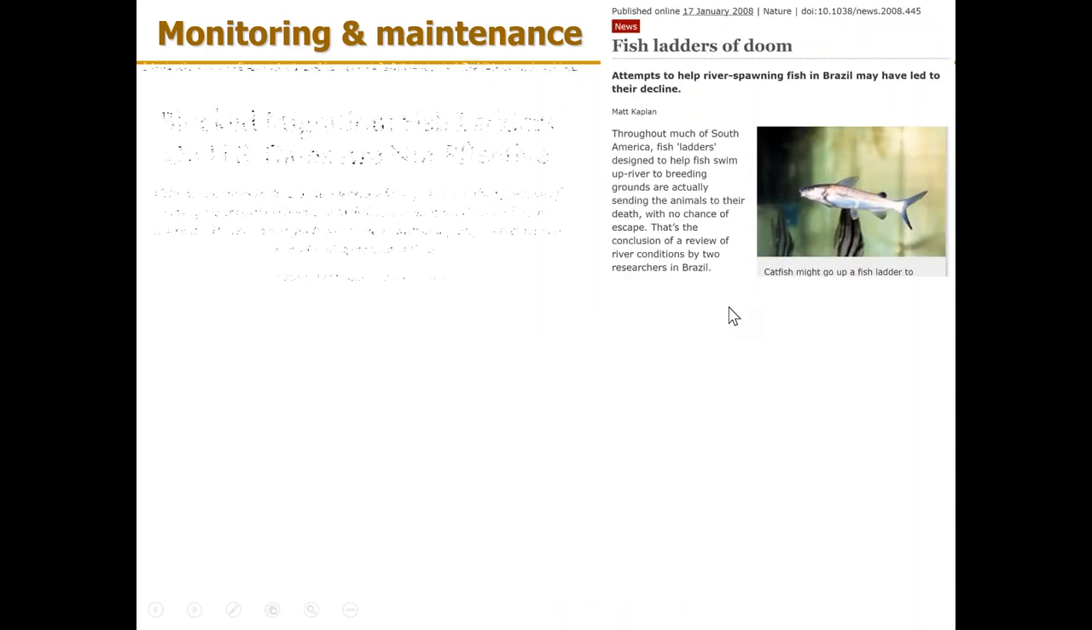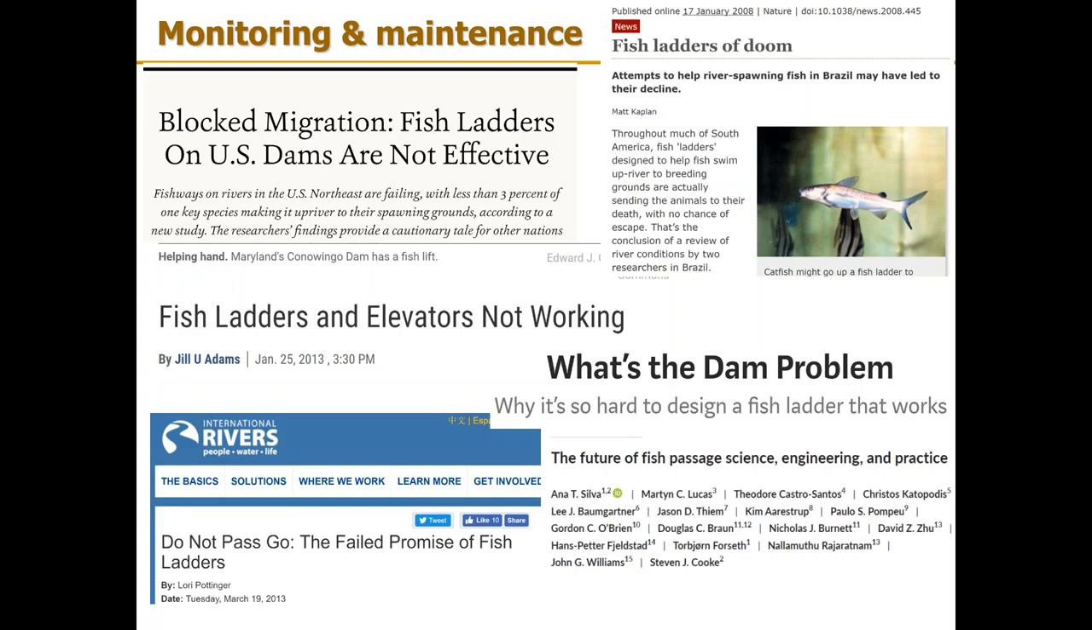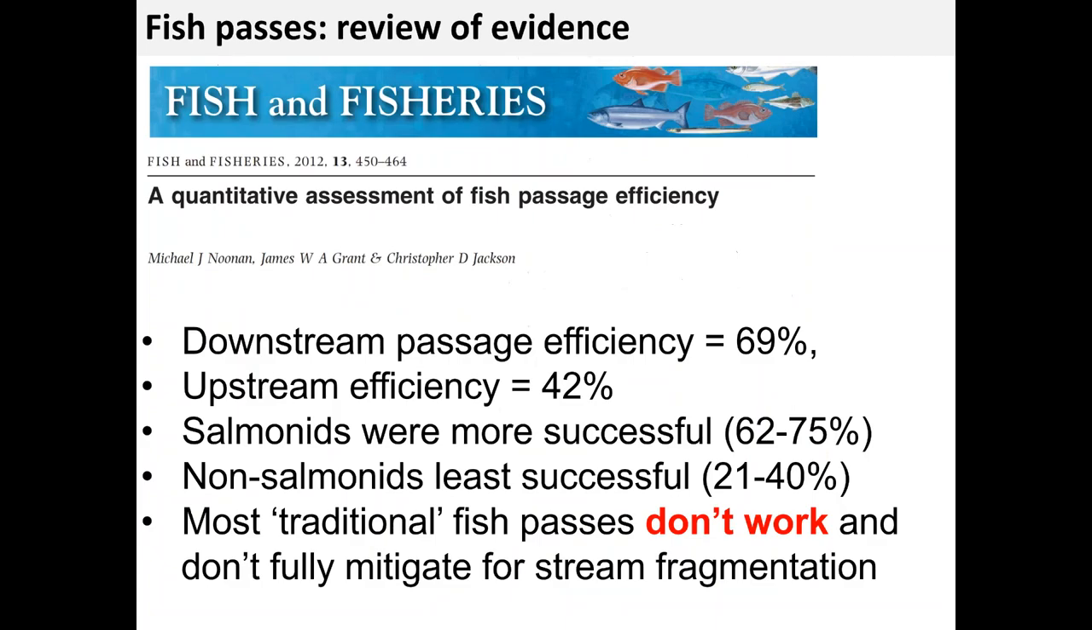Okay, so I just want to insist on the message we said before, that it's only recently, with the development of new technologies for monitoring fish, particularly telemetry, that the problems have become apparent, and these are recent news in the press: the damn problem, do not pass, the failed promise of fish ladders, etc. To sum up, the evidence suggests that downstream fish passage efficiency is, in the best of cases, about 70%. Upstream efficiency in different studies is on average about 42%, and, not surprisingly, salmonids were the most successful, non-salmonids were not very successful, and most traditional fish passes simply don't work and don't fully mitigate for extreme fragmentation.